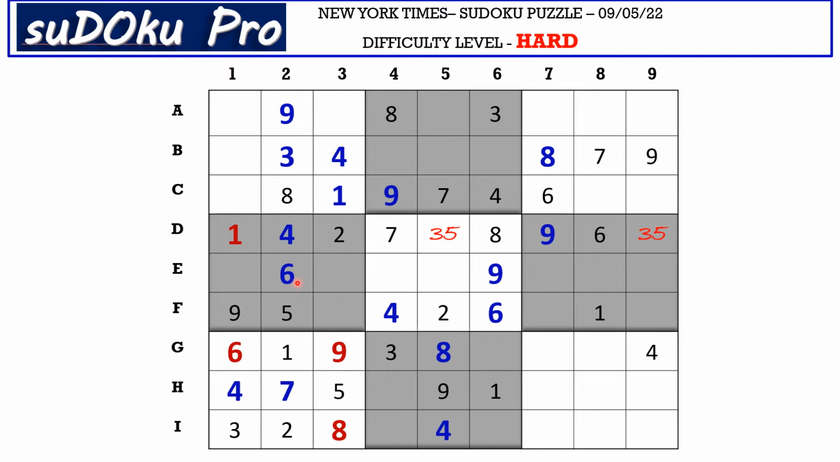Now in this 4th block there are only 3 empty cells. This 8 here blocks these two cells. So 8 goes here in E1. Now the missing numbers are 3 and 7. So the 3 and 7 pair goes in these two cells. Now in column 3 the only missing number is 6.